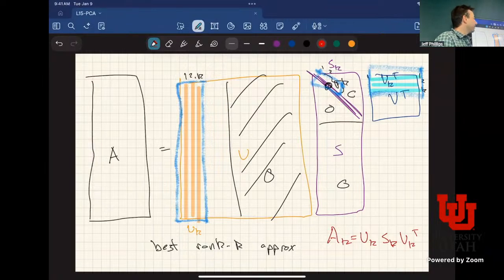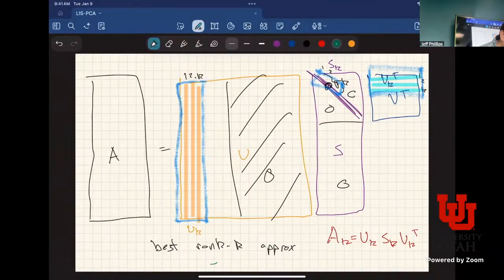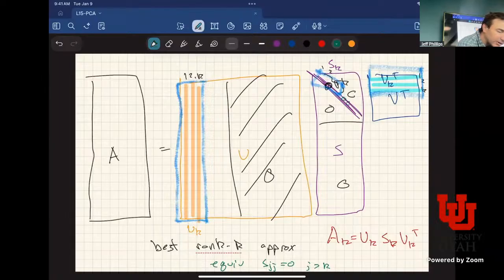Okay, and this is equivalent to setting s_jj equal to 0 for j greater than k. So if I just set these terms equal to 0 and I multiply everything back through again, I'm going to get the exact same thing.